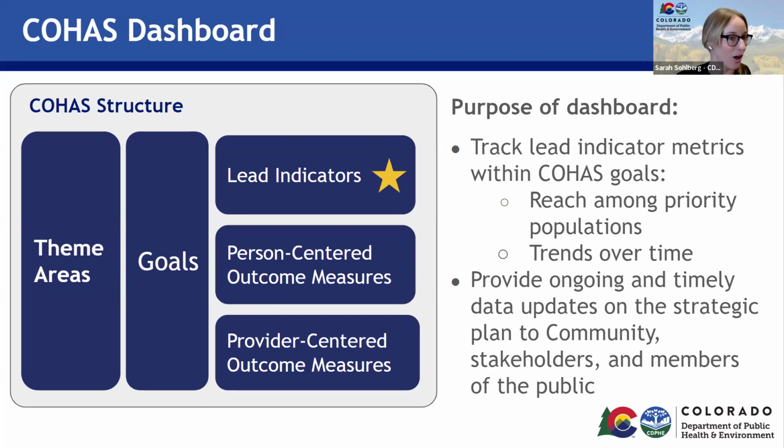But CoHAS stands for the Colorado HIV and AIDS strategy. And this iteration of the strategy covers years 2022 through 2026. And so as Leslie mentioned just now, the CoHAS features 6 core theme areas, which each have a goal. And under each goal, there are 3 types of measures.